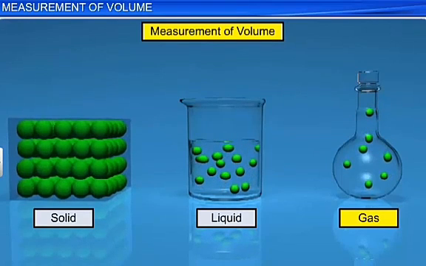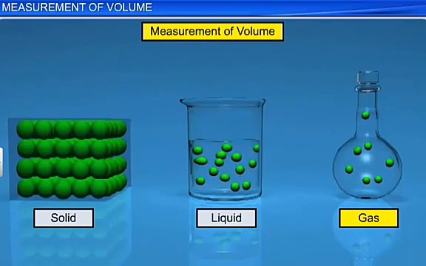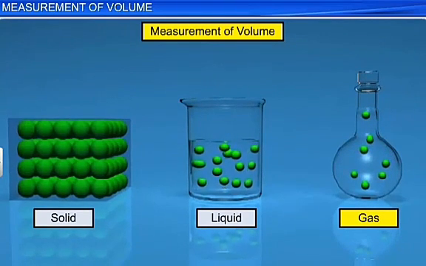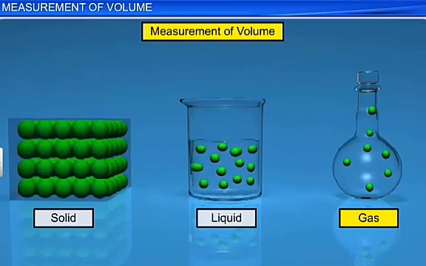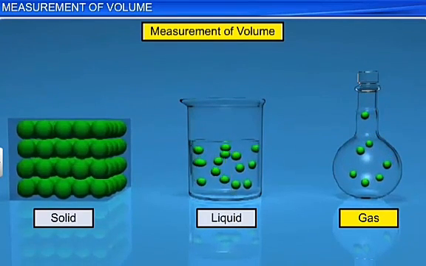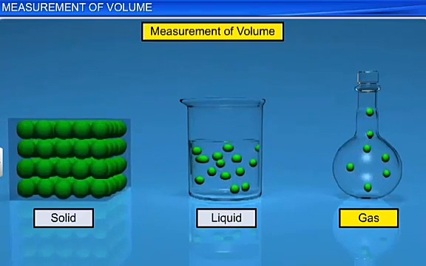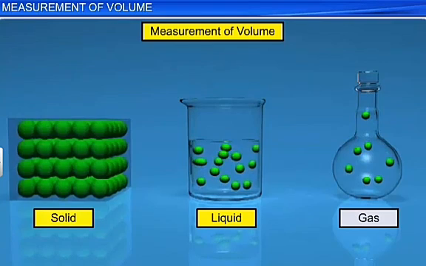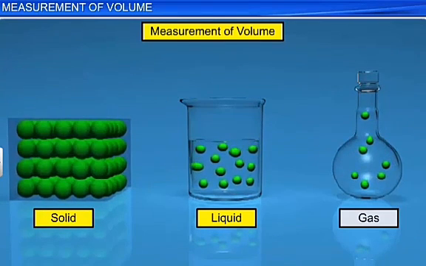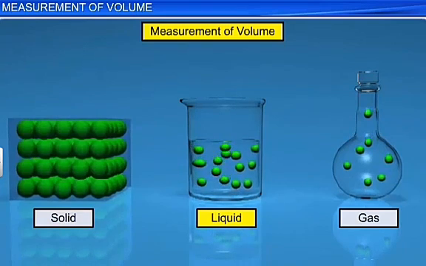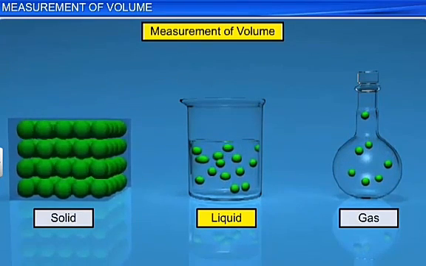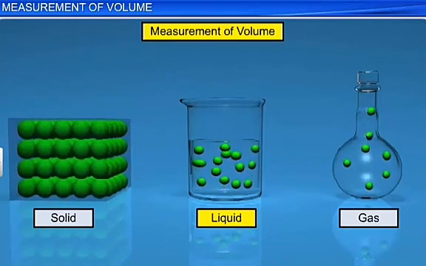A gas does not have definite volume. It occupies the total volume of the container in which it is filled. However, liquids and solids have definite volumes that can be measured. Let's see how the volume of a liquid and a solid is measured. Solids have a definite shape and size. But liquids do not have any particular shape. They take the shape of the container into which they are poured.